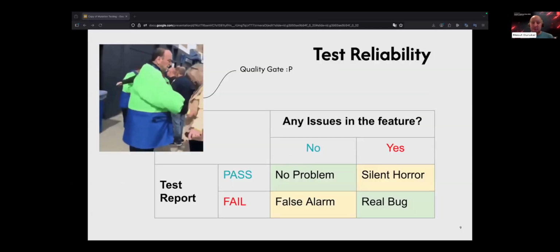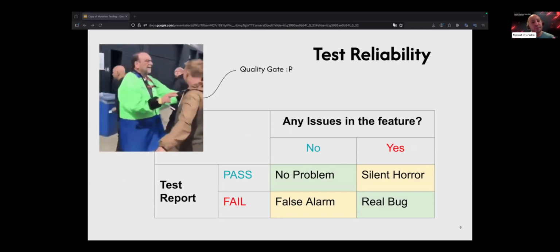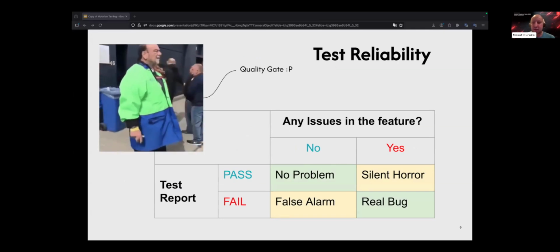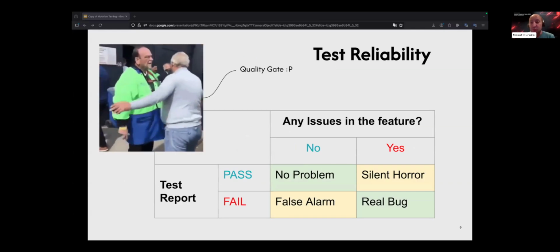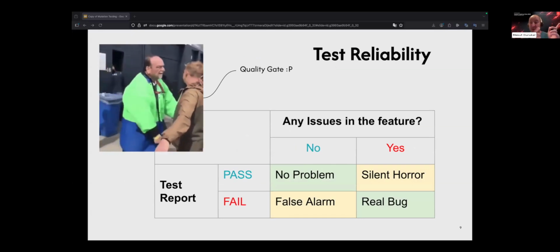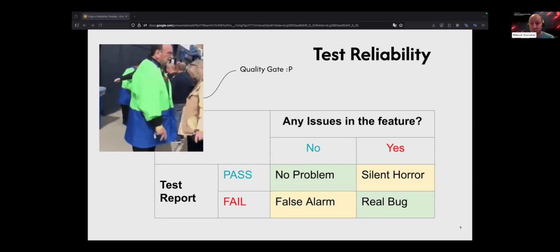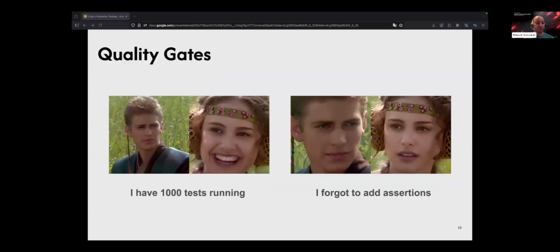So this is very closely related to test reliability, because if a test is catching an issue, then it's a real bug, right? But if the test is failing and it is not a real bug, then it's a false alarm. Or on the other hand, if there's an issue in the code, like in the example we started with, but our test is not capable of finding it, then it's a silent horror case. So our quality gates are very important. Sometimes we have too many tests, right? We cover everything, but the tests are not catching anything.